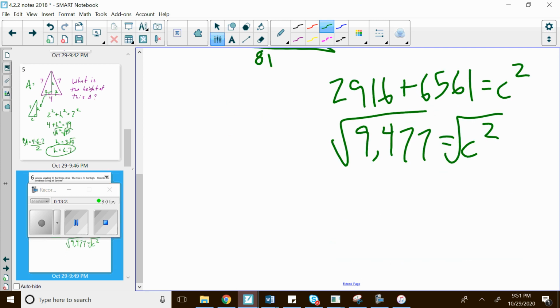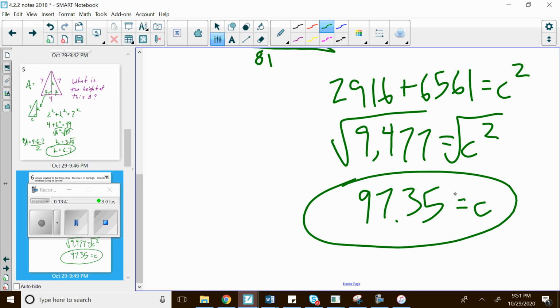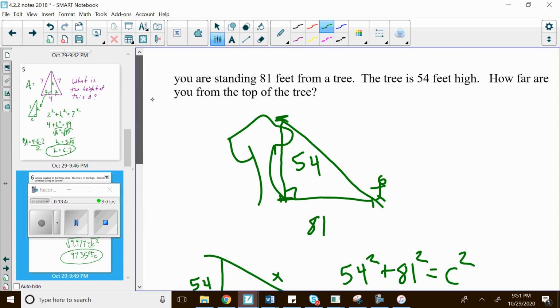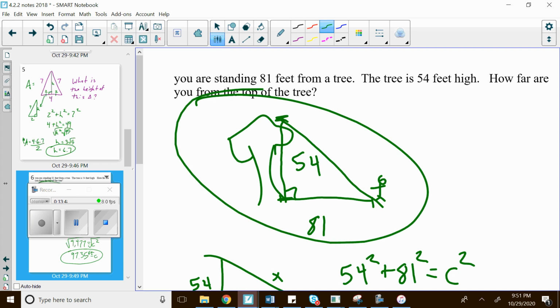Square root both sides. Square root it, and we get 97.35 if we round that correctly. I'm going to round to the nearest hundredth. It's like 349. Okay, is equal to c. That's our distance, and we're in feet, by the way. Let's use our units now since it's a real-world problem. Okay, we use the Pythagorean theorem quite often in things like distance away from things, how high something is, and all that.